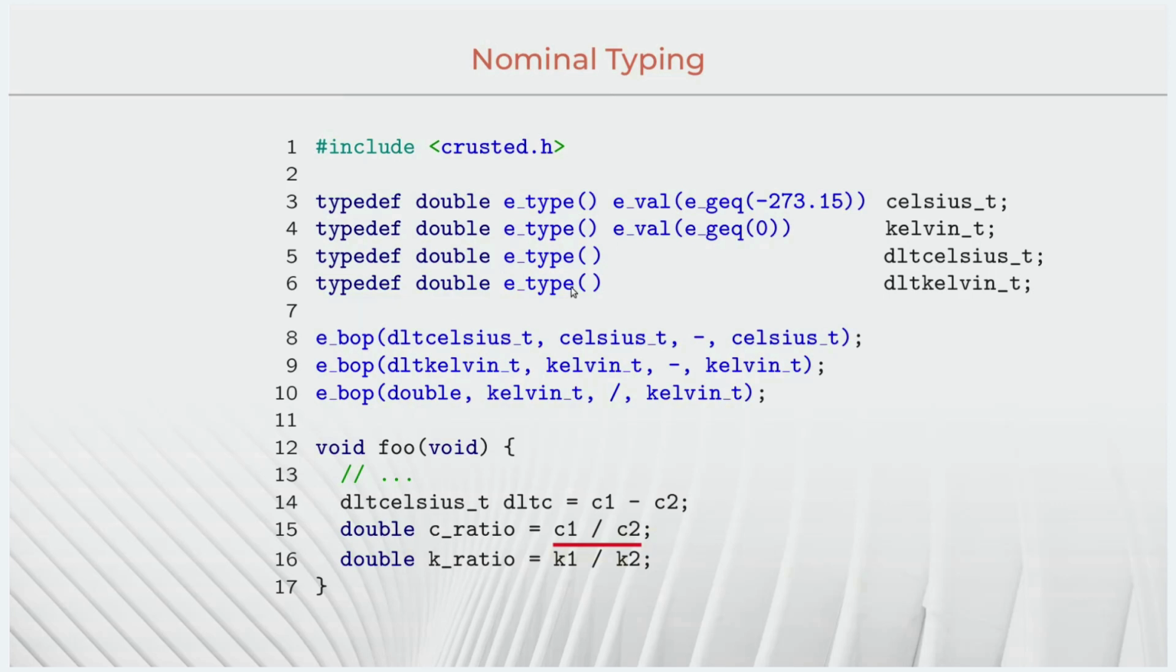Then we have a declaration saying that if we do Celsius minus Celsius, we obtain a delta Celsius. If we do Kelvin minus Kelvin, we obtain a delta Kelvin, and we can even divide Kelvin degrees. If we do Kelvin divided by Kelvin, we obtain a double. Notice that we are not saying that we can divide Celsius degrees, and in fact, from the physical point of view, this doesn't make any sense. And since division between Celsius degrees was not explicitly enabled, this division is flagged by the Serrated analyzer.